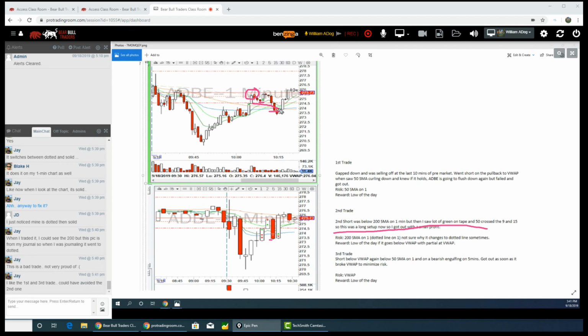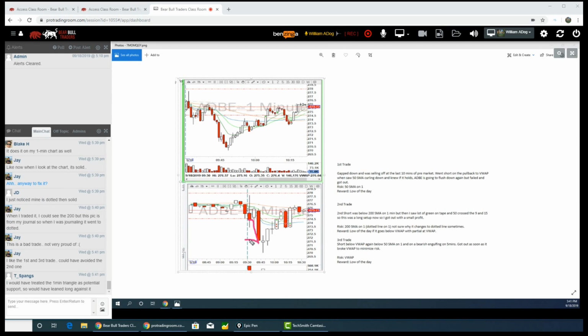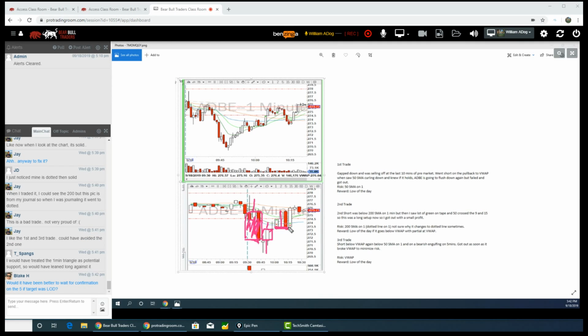I see exactly what you were thinking. And then your third short below VWAP, below 50 on the 1, bearish engulfing on the 5, got out as soon as it broke VWAP, right? Look at this thing, bearish engulfing. How is the volume? Don't see the volume. Let's see what the 15-minute candle would have been like. It would have been nasty like this. Then this candle would have been like this. And then this candle would have been nasty too, and then it never broke.